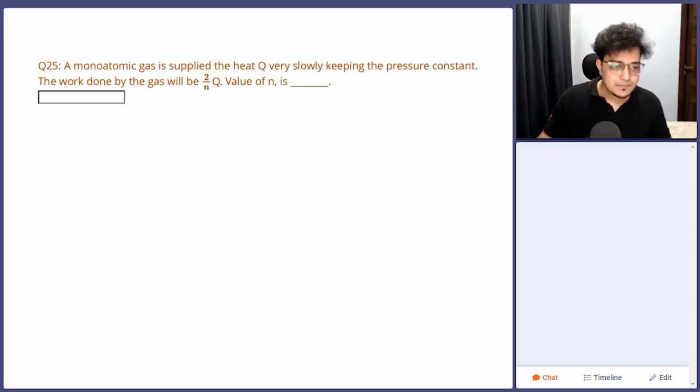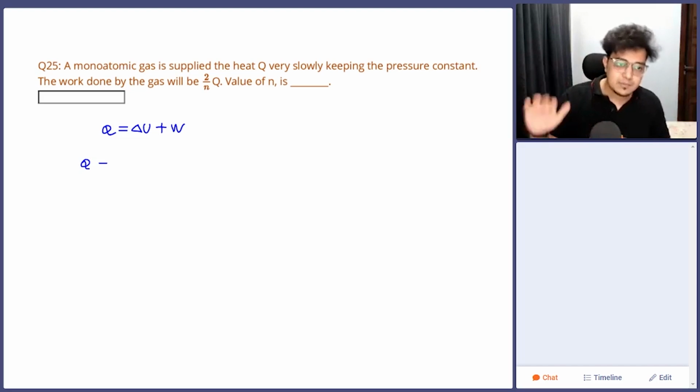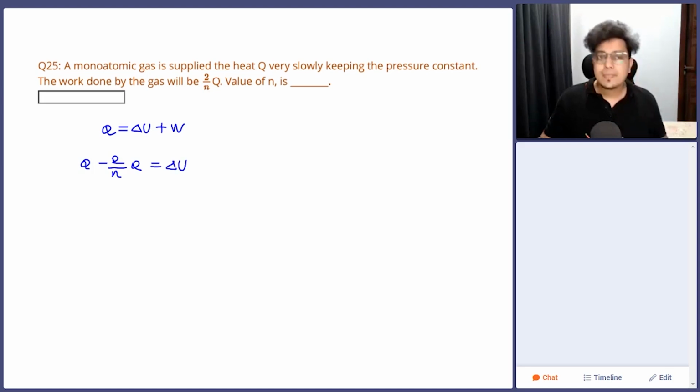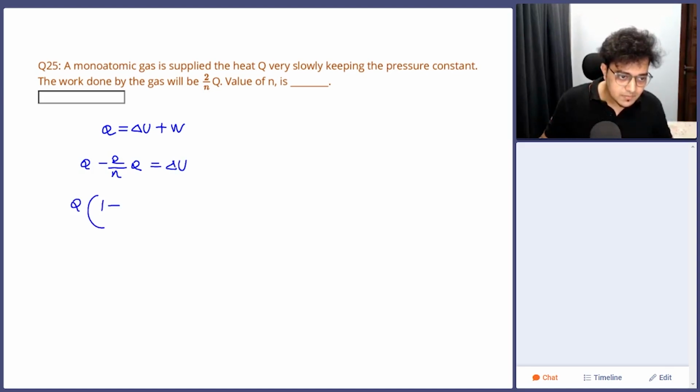Okay. So first of all, work done by the gas is given and pressure is constant and heat is supplied. So what we can say here, first law of thermodynamics, heat provided will be equal to change in internal energy plus work done. So if heat is provided, heat will be positive. Work is done by the gas, so that will be positive, but I will shift that work to the other side as 2 by N times Q equal to delta U. So we can take Q common here, that is Q times 1 minus 2 by N equal to delta U.